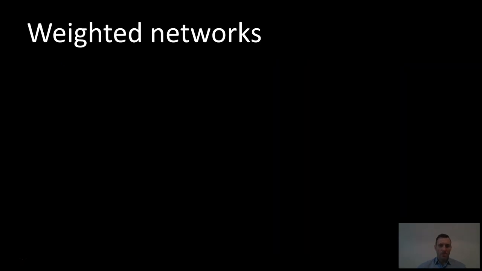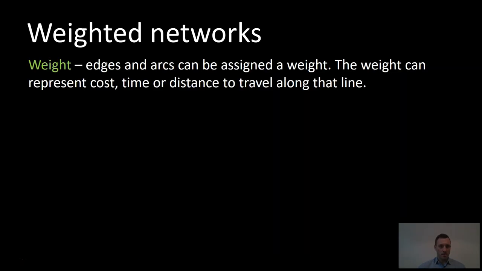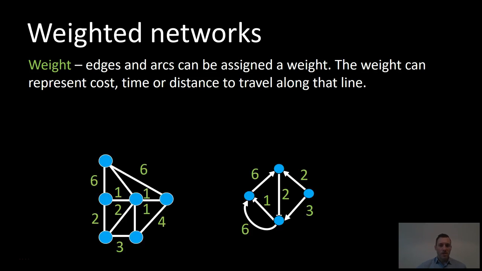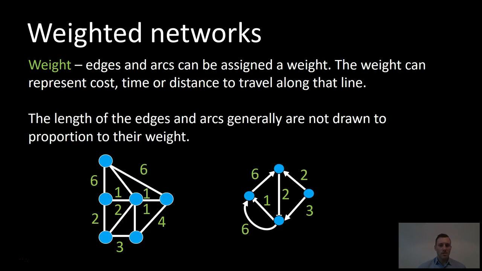A weighted network graph is one in which the edges have been given numbers. These numbers can represent anything such as time, distance, cost. In our examples here, they're identified in green. The length of the edges or arcs generally are not drawn to the proportion of their weight. You'll notice in the examples here that the weight given could represent a number of things, and it's not proportional to the length of the edges or the arcs. Edges in the left example, arcs in the right example.